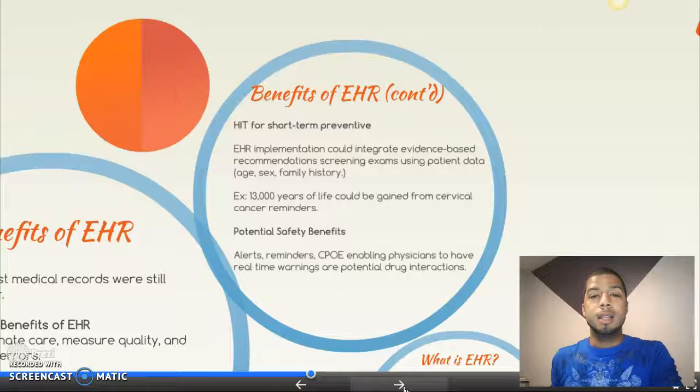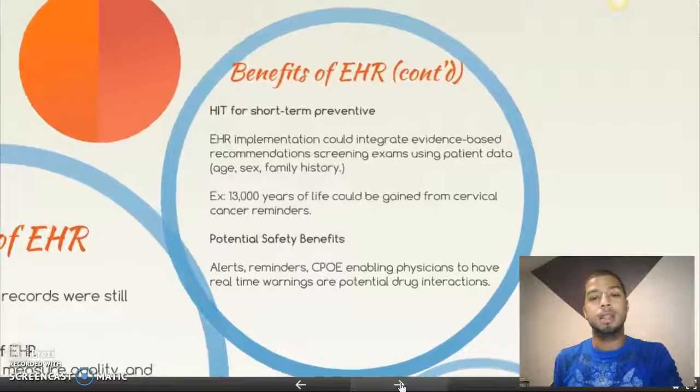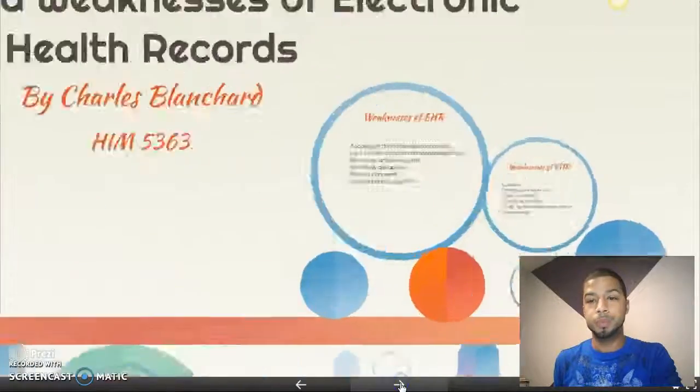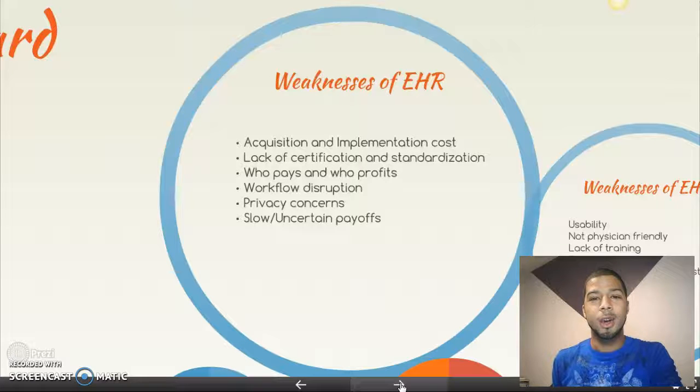So taking that into account, let's go ahead and move on to the other side and think about the weaknesses of EHR. As I'm sure we've also become familiar with, there are a lot of EHR issues, but the largest barrier that occurs with the implementation of EHR is actually the cost and the uncertainty of the payoff of having EHR implemented.